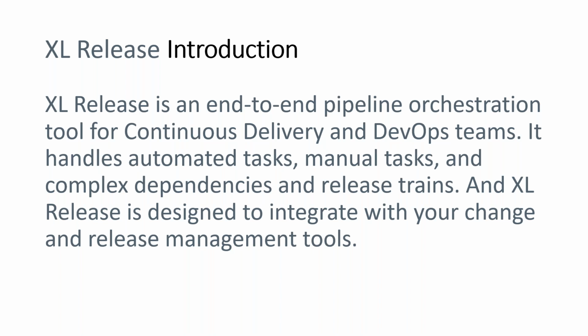So that's what we are using: this Excel Release end-to-end pipeline orchestration tool. It handles automated tasks, manual tasks, and complex dependencies and release trains. Excel Release is designed to integrate with your change and release management tools. Here, change tools means, whenever you see change tools, please immediately focus on something like Chef, Puppet, Ansible, Excel Deploy and all.